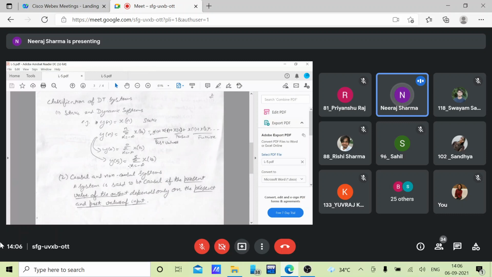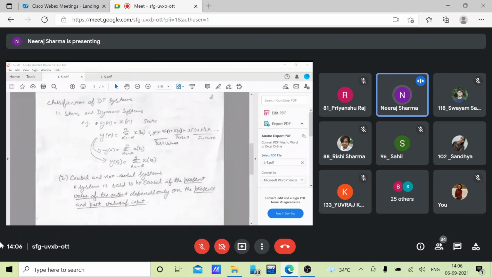So hence we can say that the system is dynamic. So you can differentiate between the static system and a dynamic system depending upon whether the system consists of certain memory element or not. If the system consists of certain memory element, then we can say that the system has certain memory, and that's why it is known as dynamic.